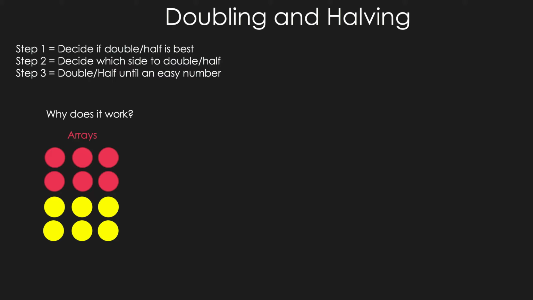Now let's do it again, but with a different array. This one has 4 rows and 3 columns. How many circles do we have? 4 times 3 gives me 12. So let's go ahead and rearrange it.